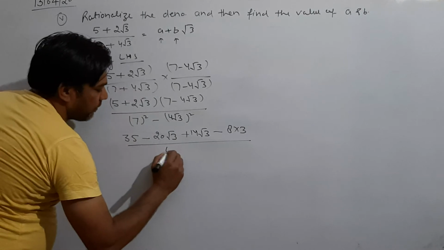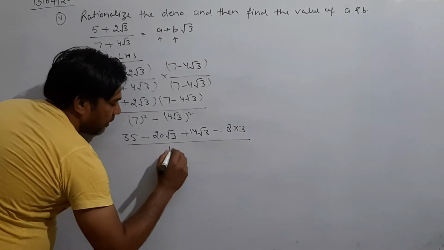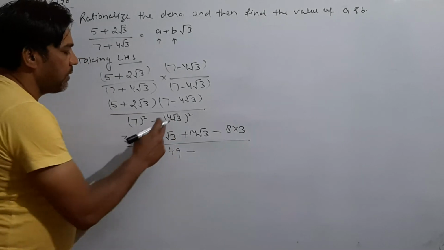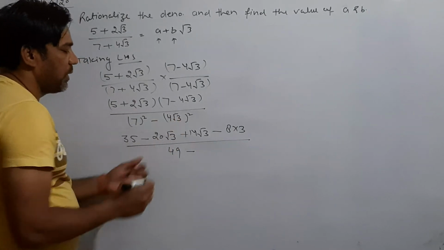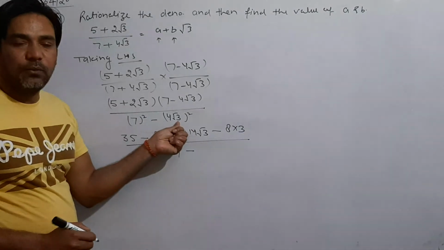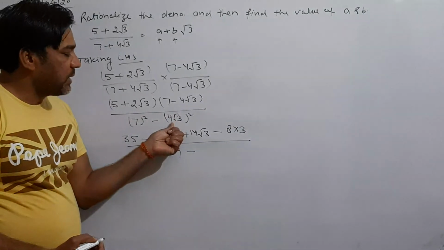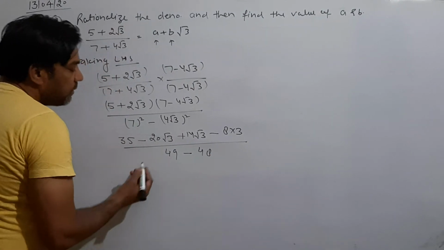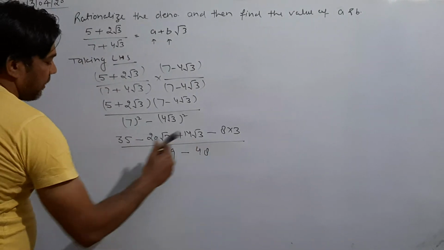And then what will we get in the denominator? Square of 7, which is 49, minus square of this number. So here you have 4 under root 3. Square of 4 is 16 and square of root 3 would be 3. So 16 3s are 48. Right. So now combine them.